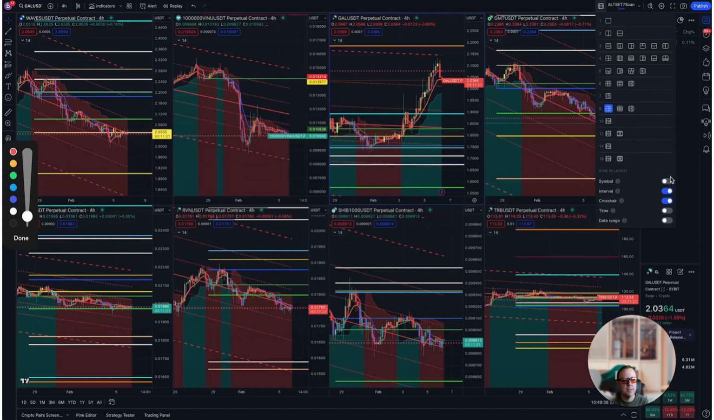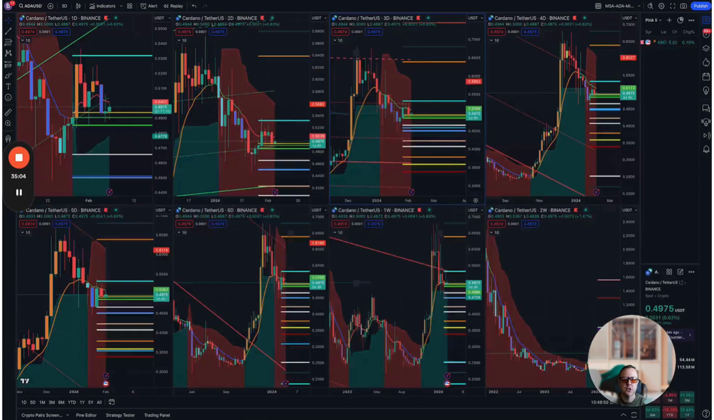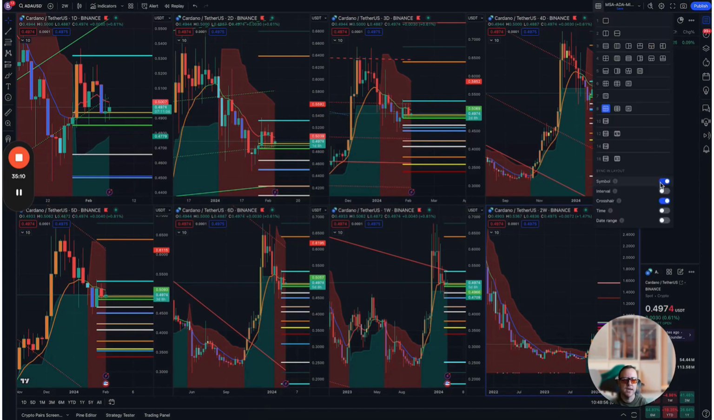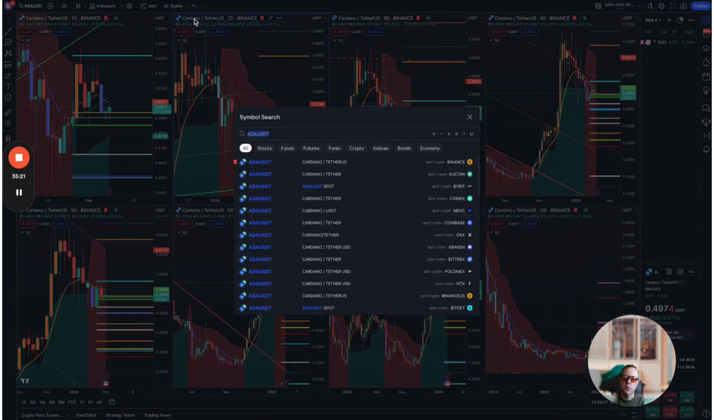And if you want to do the same thing where you sync the symbol in a layout, then you click that, right? And that is more useful in a chart like this one. So in this chart, you can see that I have symbol checked off, right? And what that allows me to do is, instead of changing the asset one by one, like I'd have to change it here, here, here, here, I'd have to change it 8 different times, instead when I have symbol synced, I can literally just find a setup.